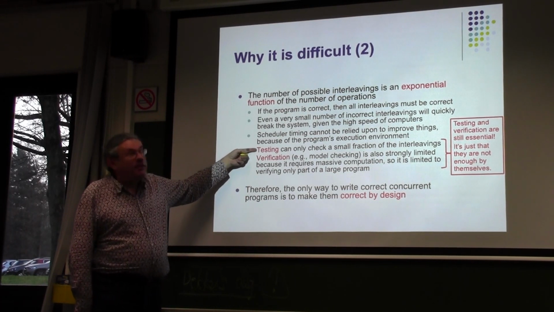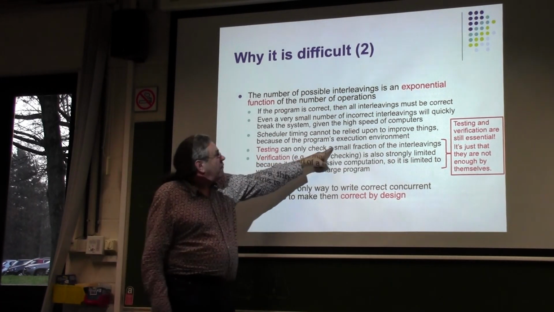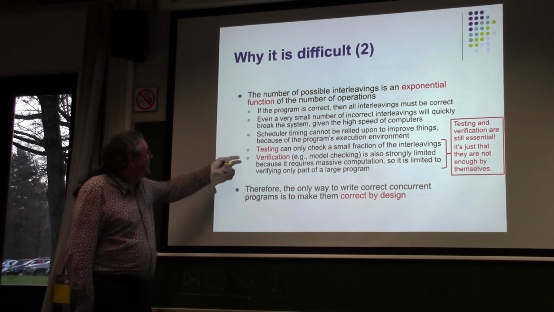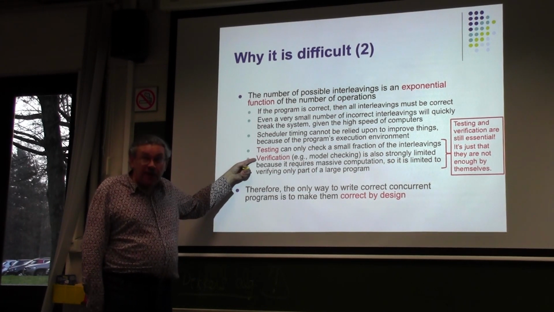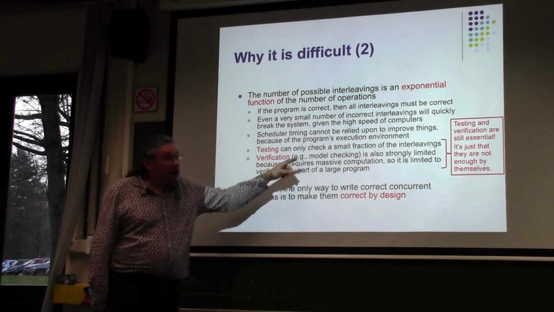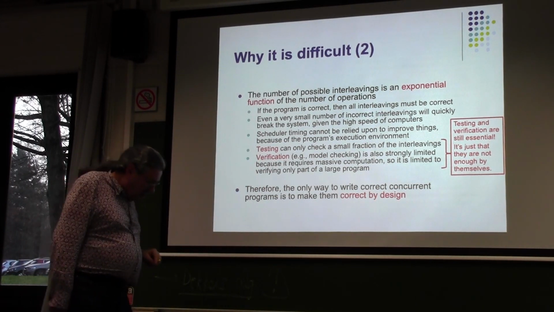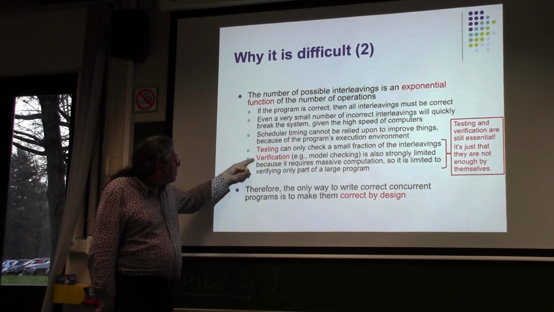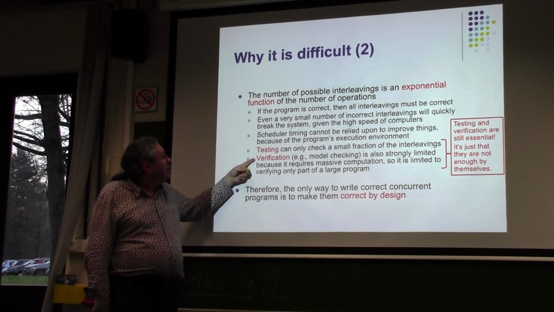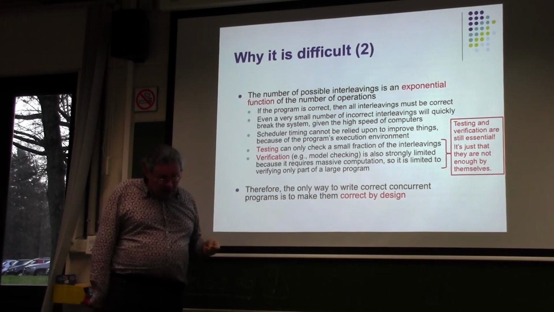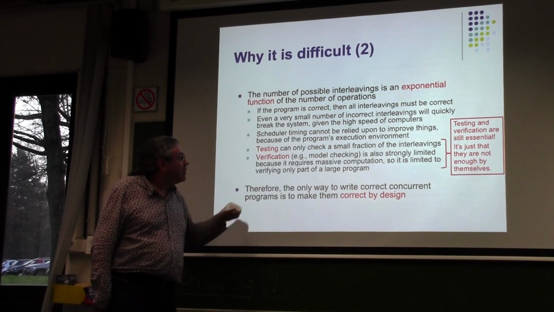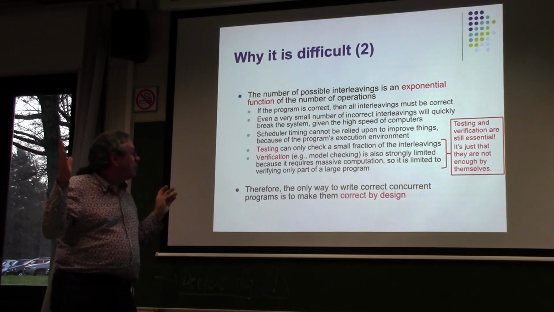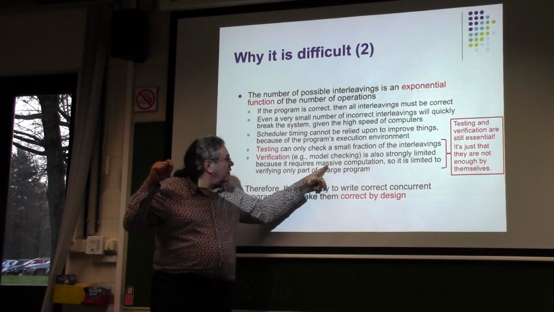So testing, like I said, you can only check a small fraction of these exponential interleavings. But you have to do it anyway, it's still essential. Also, verification. Verification is good. Model checking. There's a course by my colleague Jacques Pecheur, which tells you how to do verification. That's also very important, because it can catch bugs that are otherwise hard to catch, but it's limited, again because the number of interleavings is exponential. The amount of computation is very large.